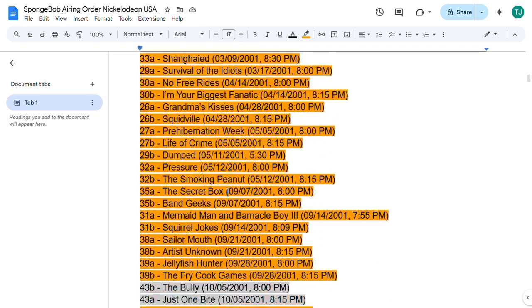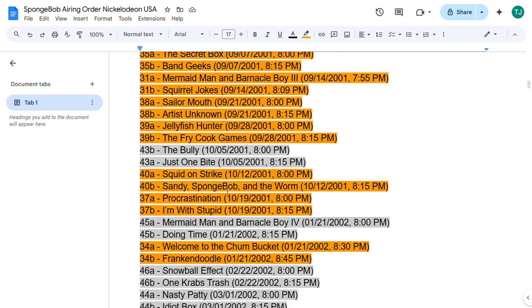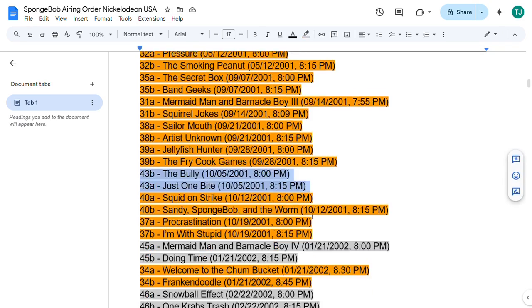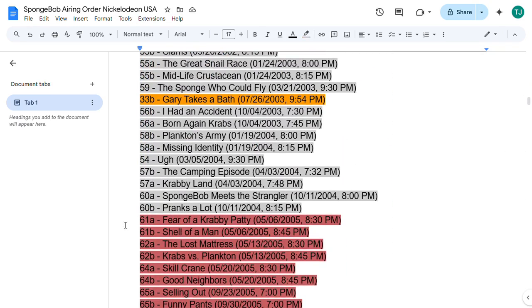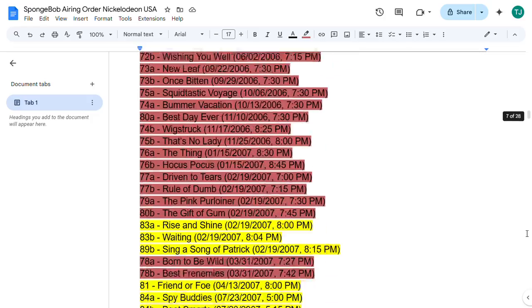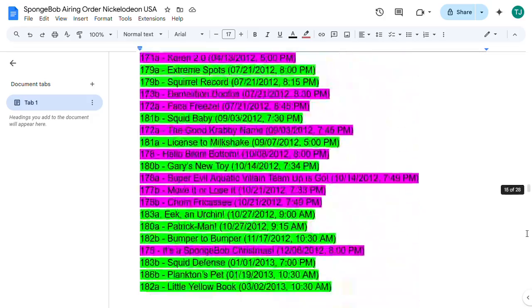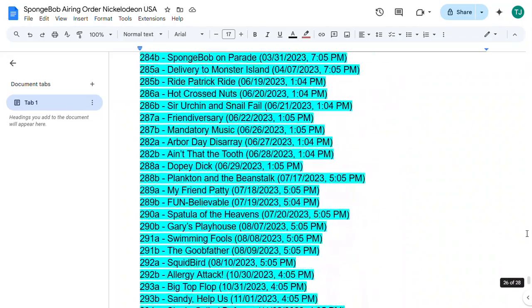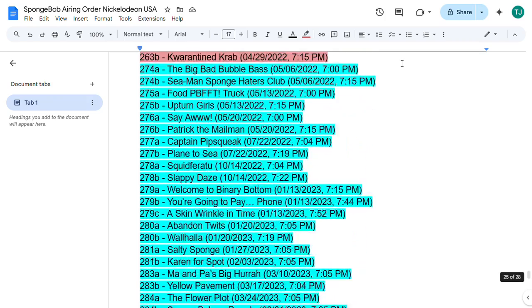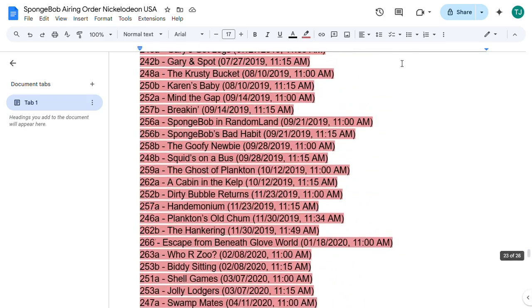Oh, episodes airing backwards is kind of a weird one, but yeah, like The Bully and Just One Bite. That's backwards. The camping episode Krabby Land is backwards. Plankton's Arm and Missing Identity are backwards. A lot of things. Mermaid Man and Barnacle Boy 6 and Enemy In-Law are backwards. And this happens a lot, and sometimes it's multiple months backwards. Sometimes they just aired back to back backwards. What's the best example? Season 12, definitely.